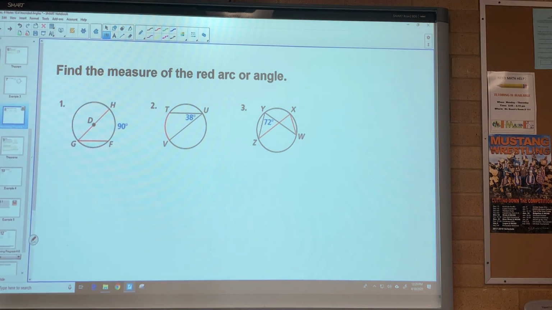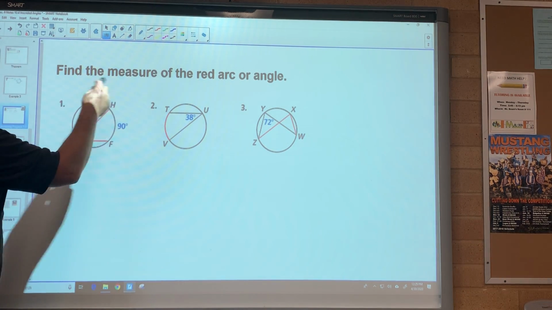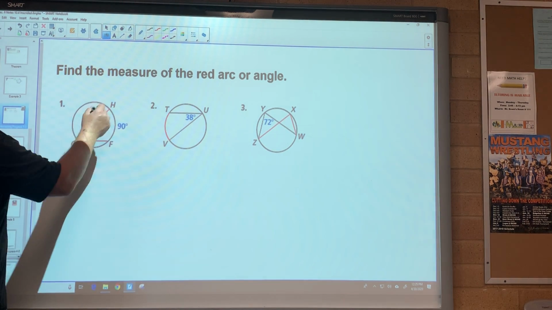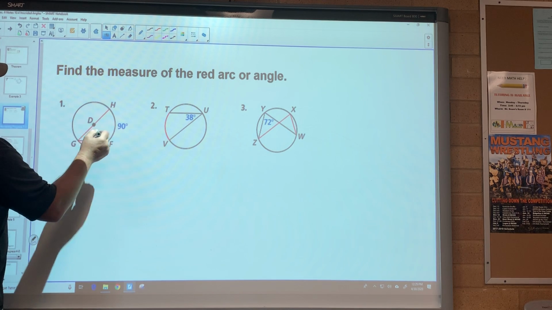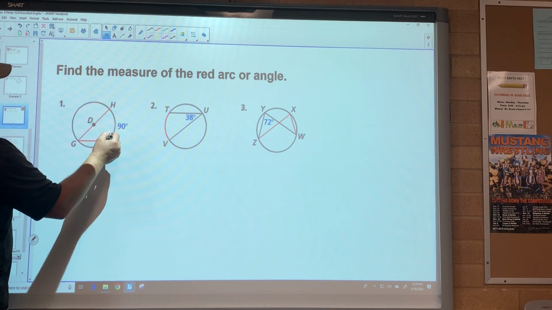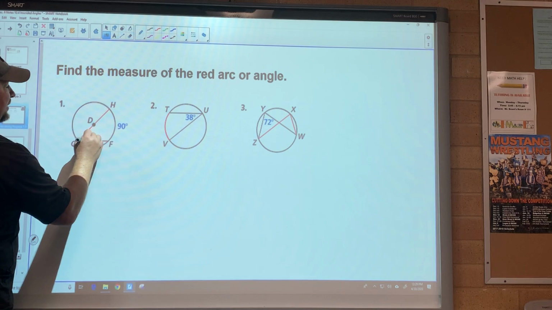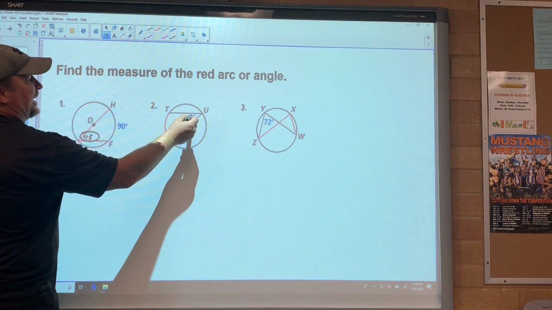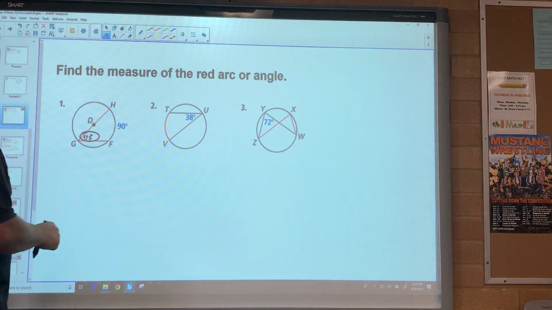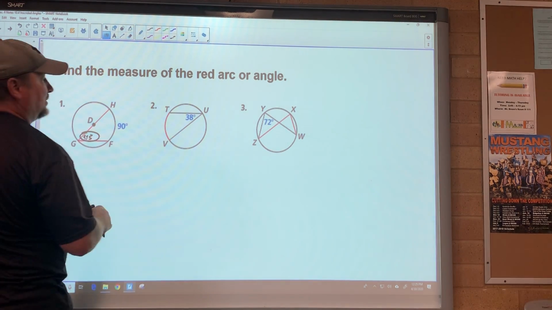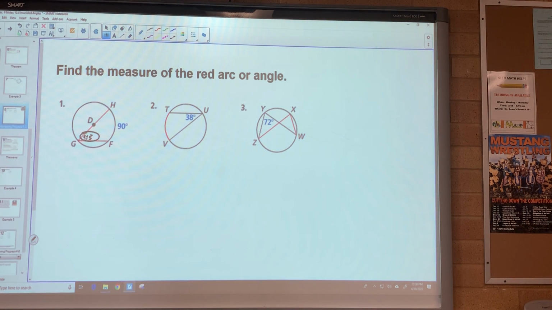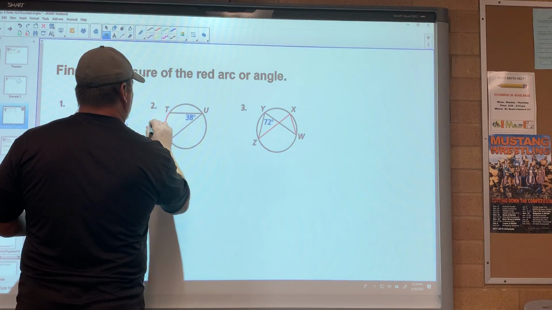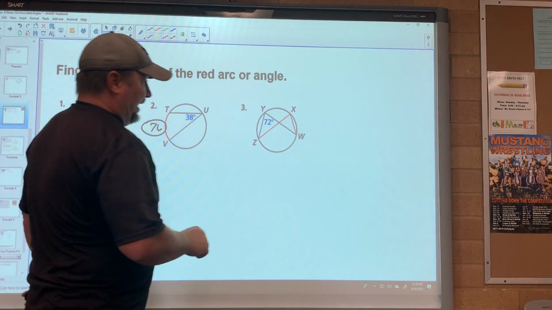It says find the measure of each red arc or red angle. They want us to find the red angle. If that's 90, then this angle has to be 45, you guys, half of it. If this angle is 38, we have to double it. It's going to be 76, I believe. And it is.